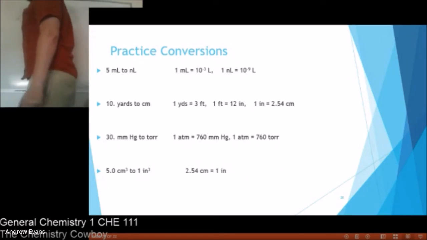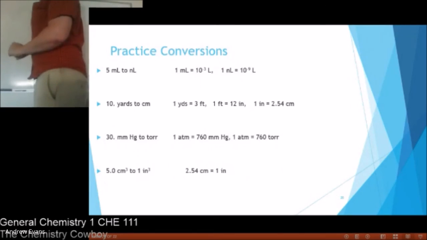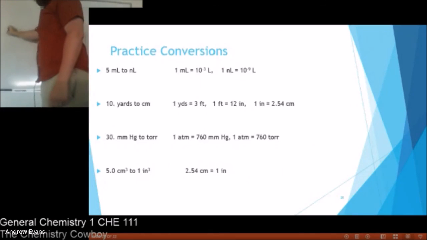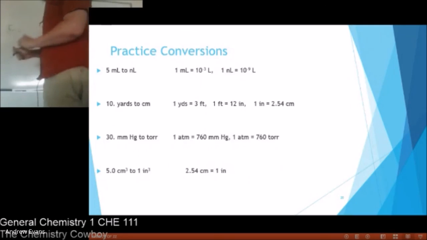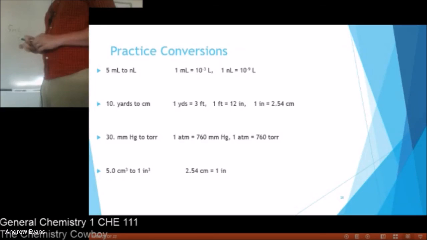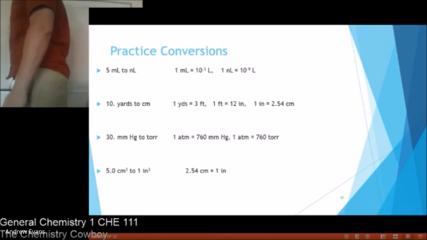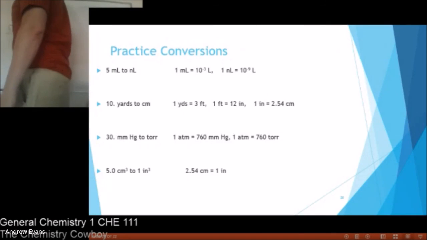Some of these, it's not quite so easy. But so 5 milliliters to nanoliters. Is a milliliter bigger or smaller than a nanoliter? Bigger. So we should expect a big number as a result. So I've given you the conversion. In 1 milliliter, there's 10 to the negative third liters. And in 1 nanoliter, there's 10 to the negative ninth liters.